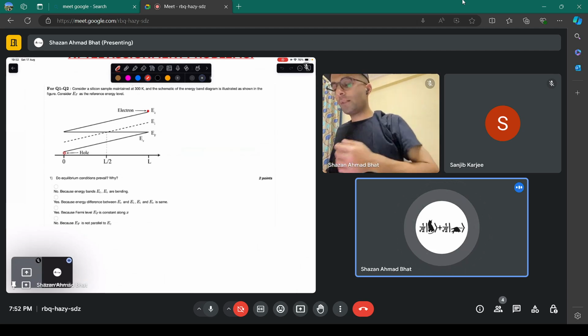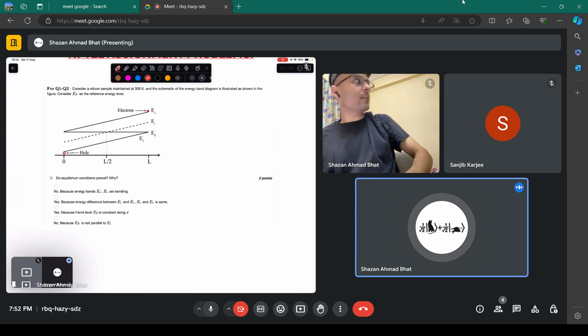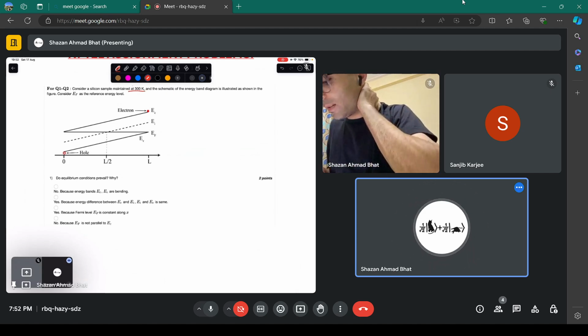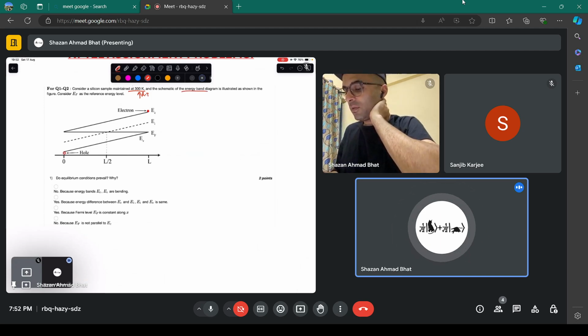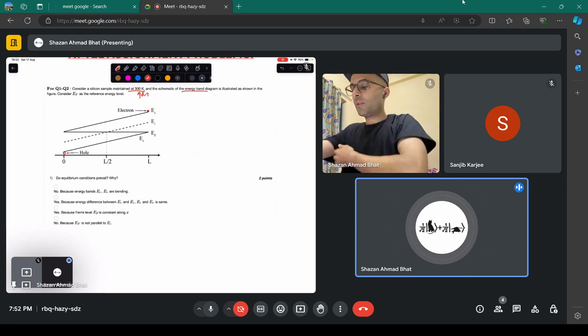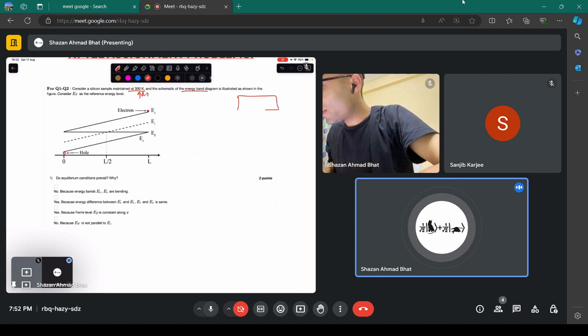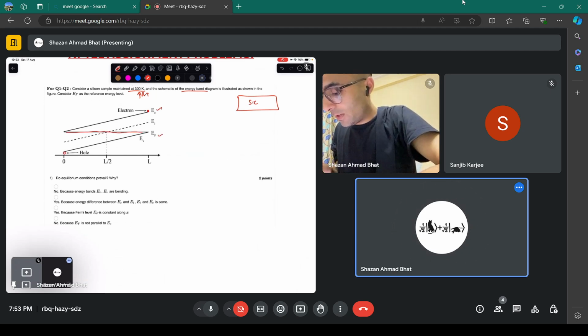Problems 1 and 2 are related, and we have to consider a silicon sample that is maintained at 300 Kelvin, that is room temperature. And the band diagram is shown as in the picture. We talked about much of the band diagram. This is about a silicon chunk, a semiconductor chunk. This is the conduction band. This is the Fermi level. Look at the Fermi level. It is flat.